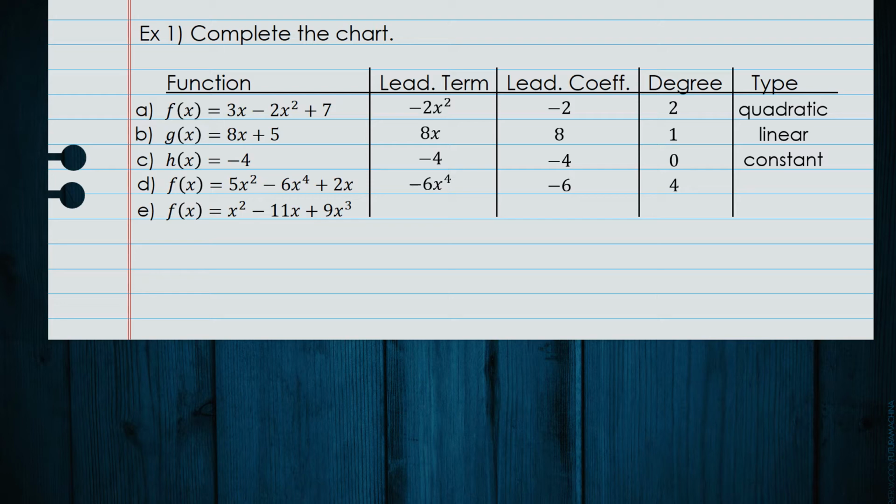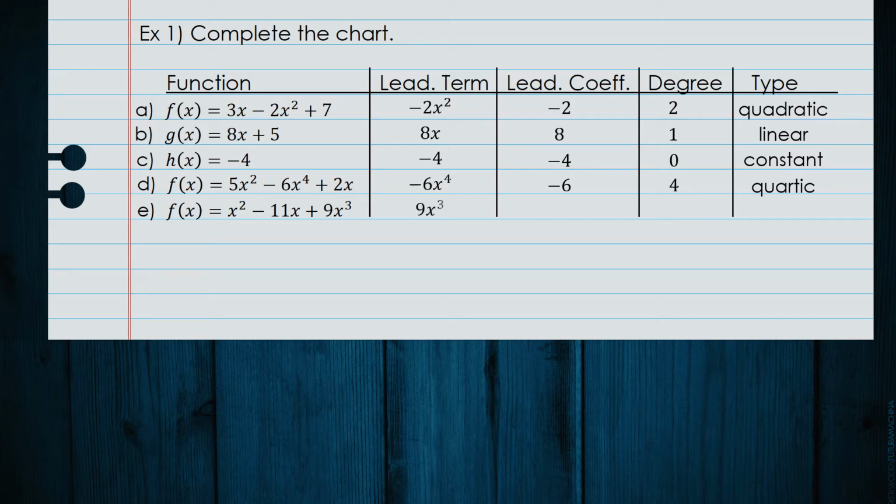If you think of the prefix, what kind of prefix represents 4? Well, what about quarters? In this case, this is called quartic. Just like we need 4 quarters to make a dollar, this is considered quartic.